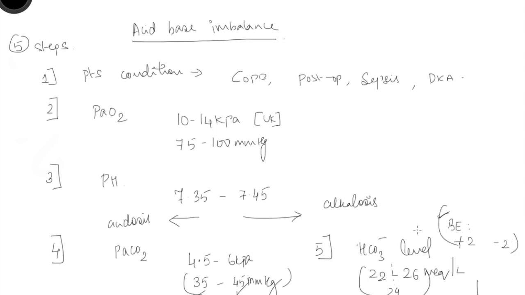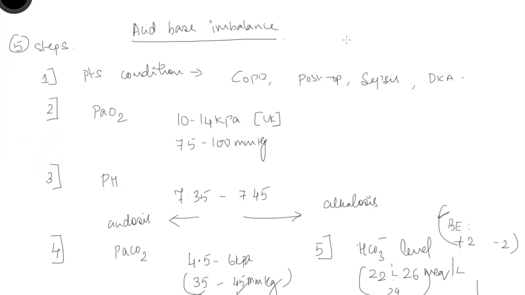Okay, so let me go over this again. There are 5 fundamental steps. You follow these 5 steps in the particular order that has been told here. You will never go wrong in interpreting the ABG results. So first is to look at the patient's condition.